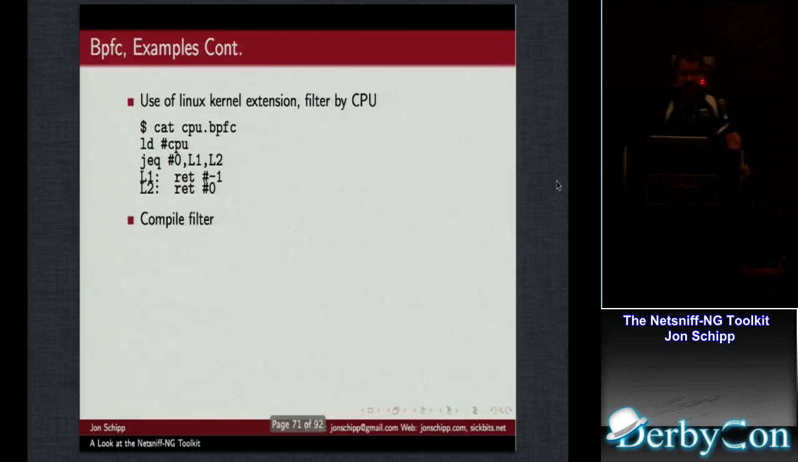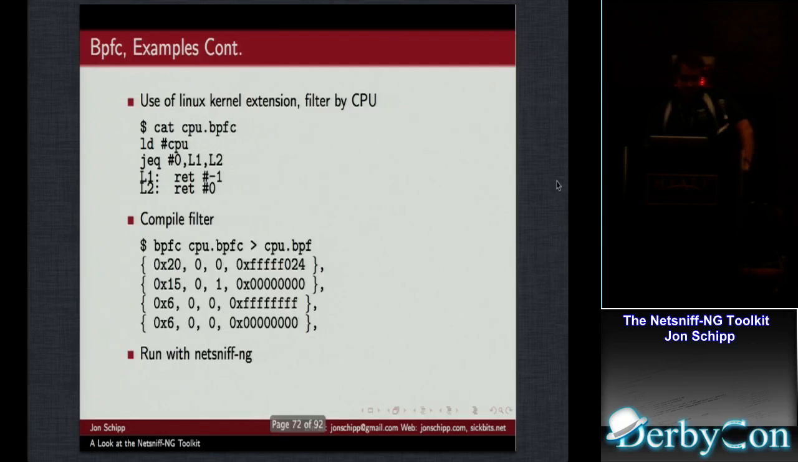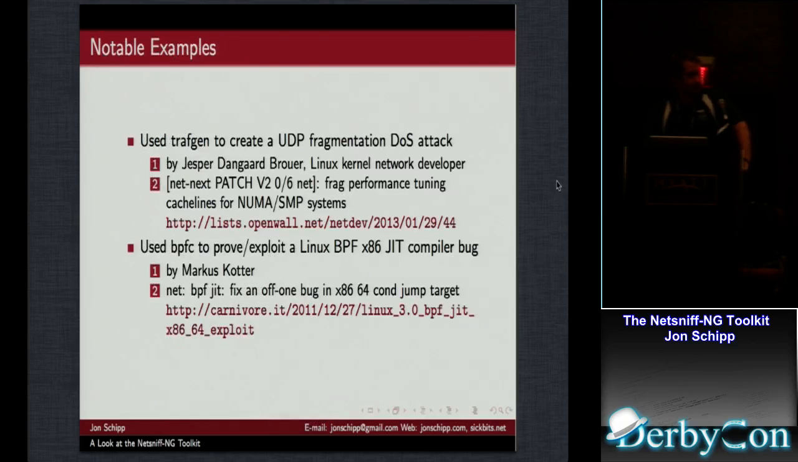The example use case for this is if you're using RPS, where packets are distributed across different CPUs. You could then use a filter like this to say, hey, I just want to grab the packets that arrived on this CPU when they're distributed. And then to run this, you say, hey, take it in and apply it. And it compiles in the kernel, and you get your packets.